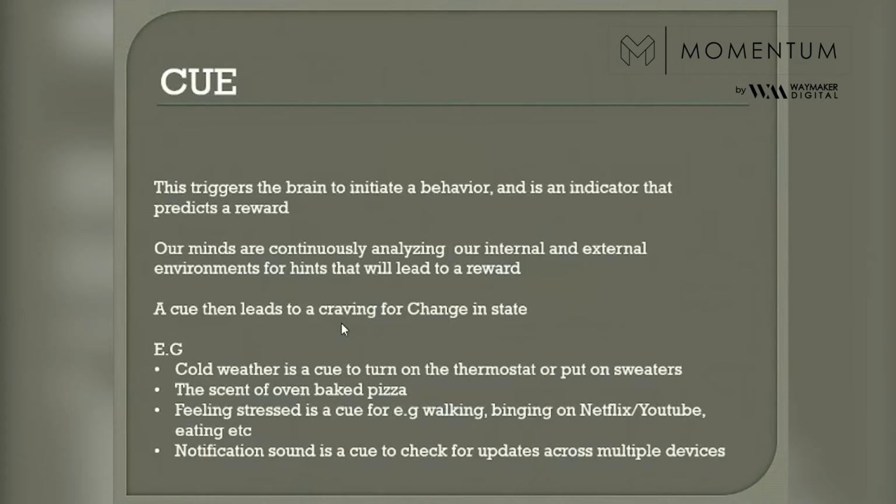Now, let's take cue, for example. Cue triggers the brain to initiate a behavior and is an indicator that predicts a reward. Our minds are continuously analyzing our internal and external environments for hints that will lead to a reward, and a cue then leads to a craving for a change in state. Now, what am I trying to say here?